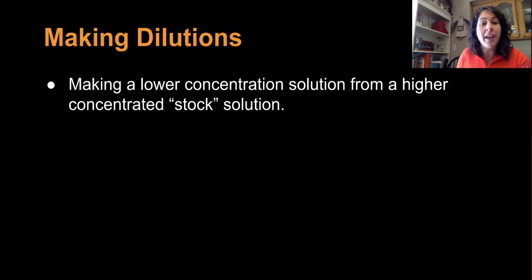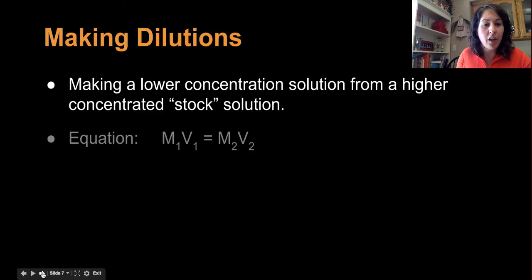So we want to make a lower concentrated solution. I don't want to bring in 12 molar hydrochloric acid or 16 molar sulfuric acid into the classroom because that's pretty dangerous. So what we do is we actually dilute it down by adding some water to it. And the equation that we use is going to be M1V1 equals M2V2.